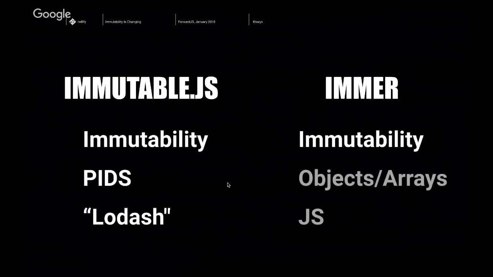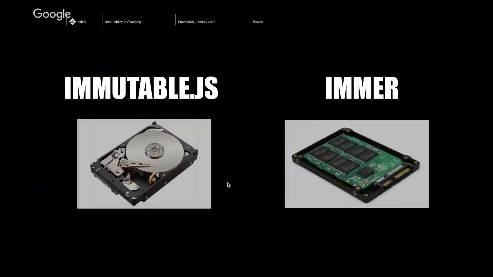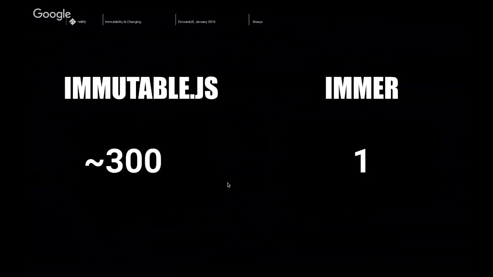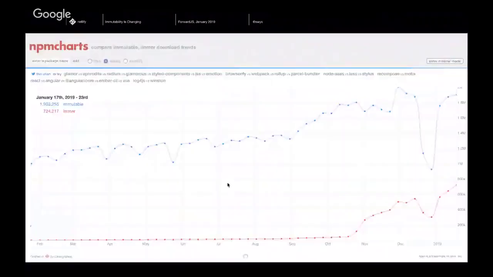So what Immer took from that is that we can only take immutability, and instead of a custom data structure, we can just use objects and arrays. And instead of Lodash, we can just use everything that we use in JavaScript, including real Lodash. So Immutable.js has a lot of moving parts, and Immer doesn't. I don't know about that. Okay, Immutable.js has, by my count, about 100 something APIs. Immer has one, and you've already memorized it.